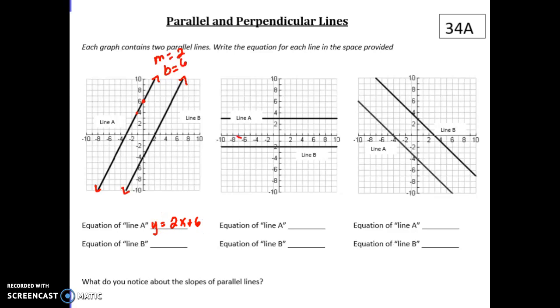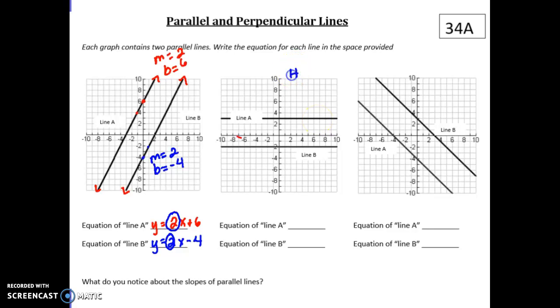Looking at the other line, line B here, I've got a y-intercept, so my b is going to be equal to -4. And my slope, if I rise 2, run 1, is also 2. So my equation for this line is y equals 2x minus 4. So if you notice, they both have a slope of 2. They're parallel.